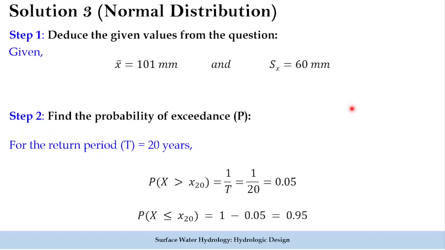In step 1, we look to find out what the given values are. So here the mean and standard deviation are provided to us, which are 101 mm and 60 mm respectively. Using this information, we can arrive at the probability of exceedance, which is P. The return period T of 20 years is given to us. So here for x greater than x20, 1 by T is 1 by 20, which is equal to 0.05, the probability of exceedance P. So what is the non-exceedance probability? That is 1 minus P. So 1 minus 0.05 gives 0.95, that is also Q.